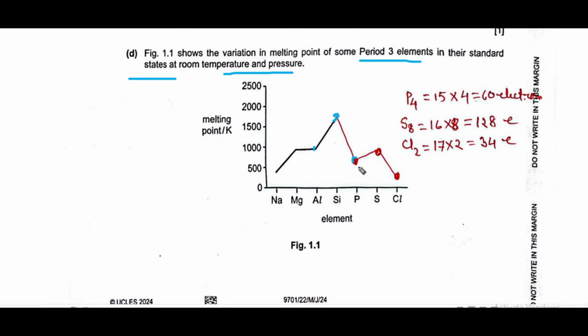Then from silicon to phosphorus, they are non-metals and simple molecules. So phosphorus, sulfur, chlorine have simple molecular structures. Phosphorus has 60 electrons, sulfur exists as S8, so it has 16 times 8, 128 electrons, chlorine has 34 electrons. So among phosphorus, sulfur and chlorine, sulfur has a higher melting point than phosphorus and chlorine.